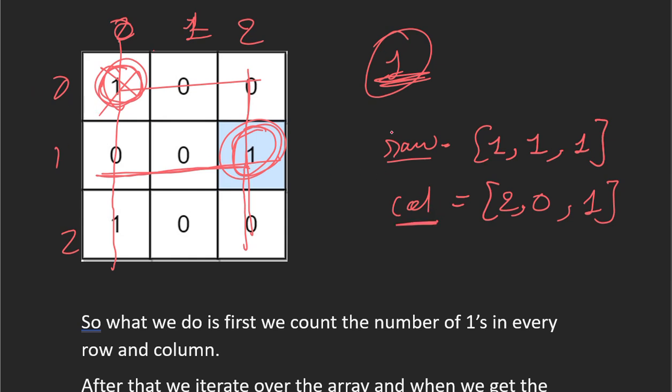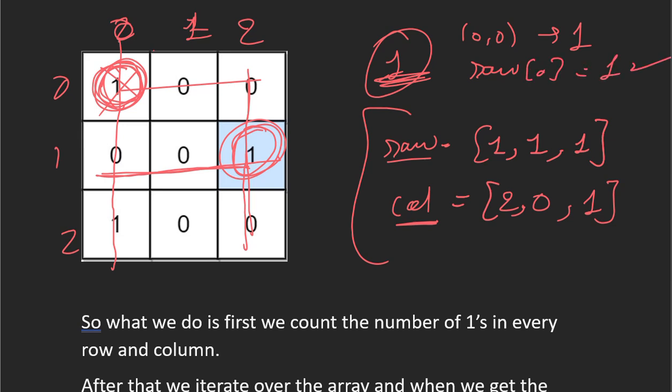Then once we get the counts, after that we will iterate over the whole array. When we get an element as 1, we check whether the count of 1 in that particular row and column is 1. So see here, at 0 comma 0 we get a 1. The row count of 0 is 1, so the first condition is satisfied. The column count of 0 is 2, so the condition is not satisfied, because in the column two ones are present. That means 0 comma 0 is not a special position.